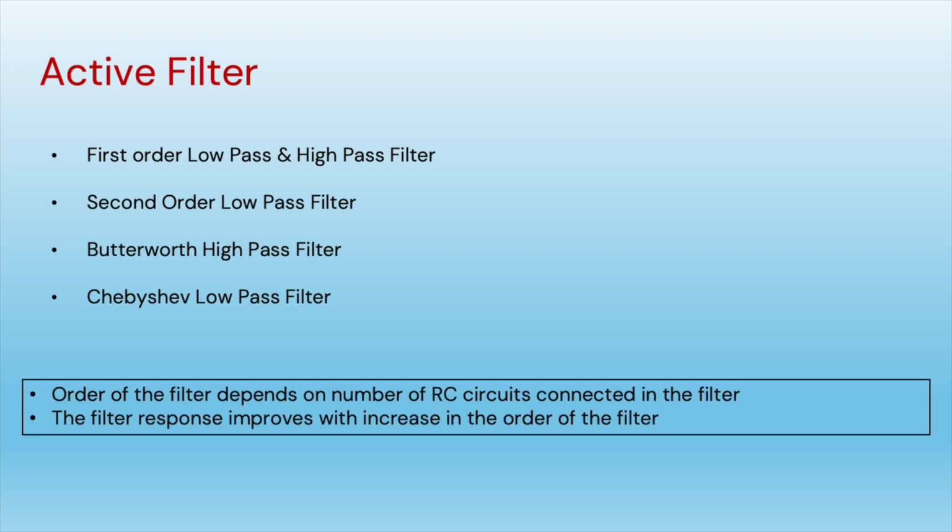And here, what do we mean by the order of the filter? Basically, order of the filter depends on the number of RC circuits which are connected in the filter, and the filter response improves as the order of the filter increases. That is, if we have one pair of R and C, then it is a first order filter. If we have two resistors and two capacitors, the filter order becomes 2. So as we go on increasing the number of RC circuits, the filter response improves.